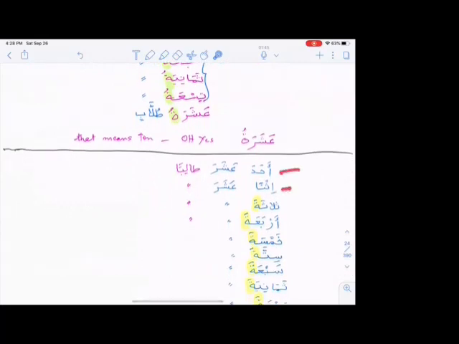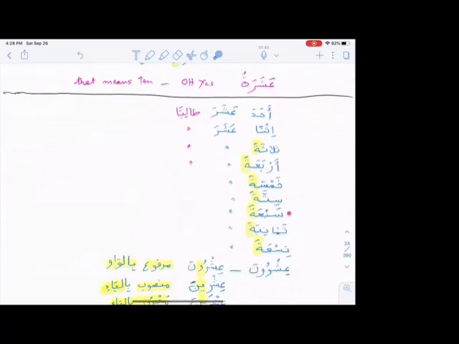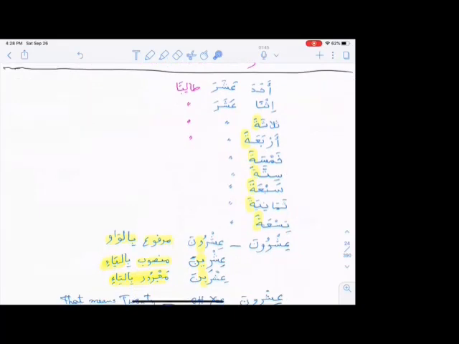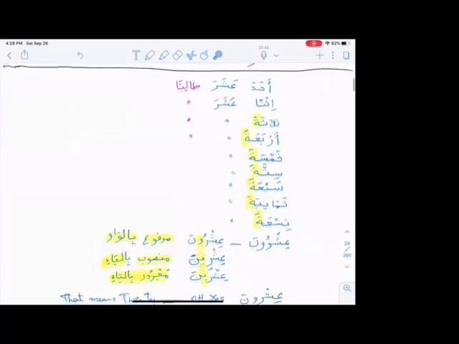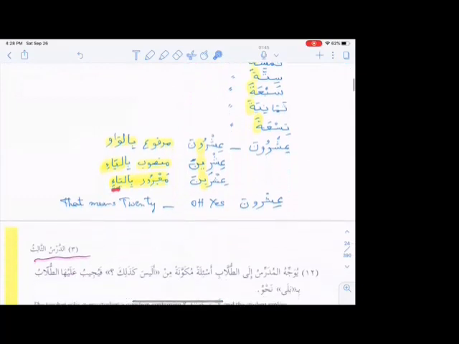Ahada ashar, ithna ashar, thalathata ashar, arba'ata ashar, khamsata ashar, sittata ashar, sab'ata ashar, thamaniyata ashar, tis'ata ashar. Ishrun, marfu' with waw. Ishrin, mansub with ya. Ishrin, majrur with ya. Ishrun, that means 20. Now this I will explain to you next time, inshallah.